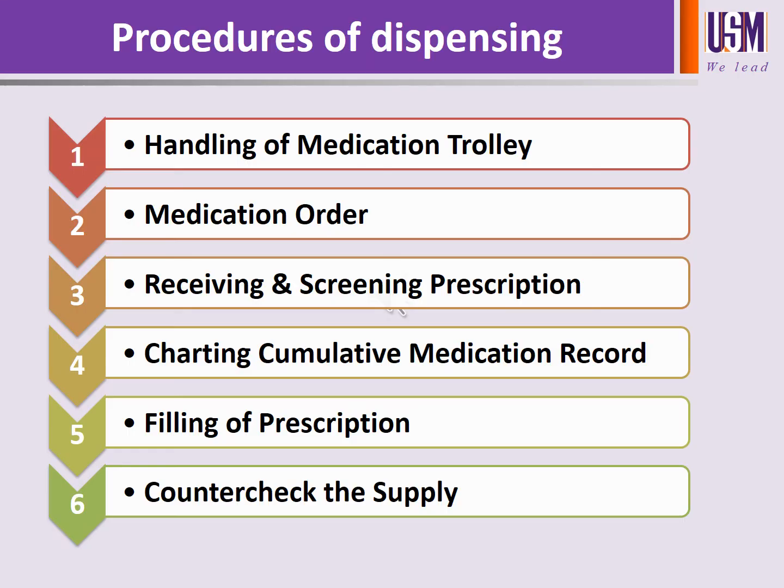Just a quick recap of what I've told you so far. I've told you how a medication trolley looks like and how we can handle the medication trolley, and then we have seen how a medication order or inpatient prescription looks like, and when you receive a prescription you should screen the prescription. We have discussed in detail what things should be screened in a prescription, and if there is a problem, how to do the intervention of the prescription. And later I was describing to you how to do CMR charting. Now let us see the next process in the procedure of dispensing, which is filling of prescription.